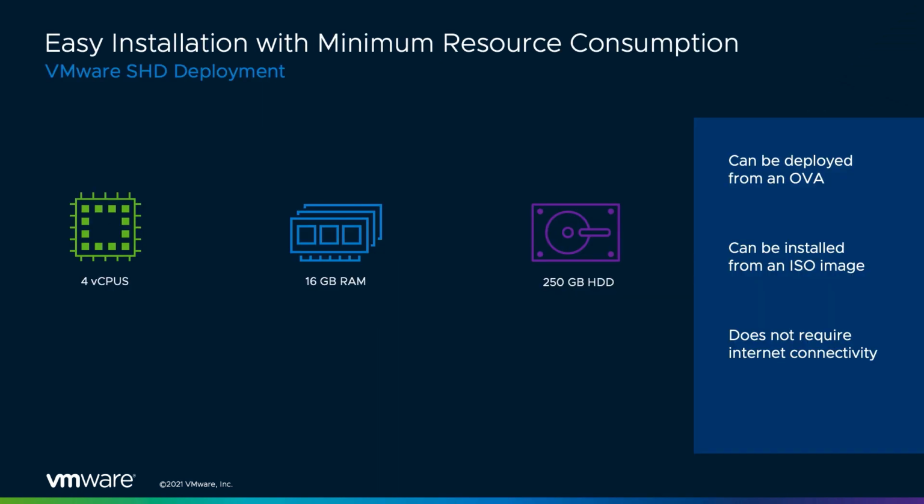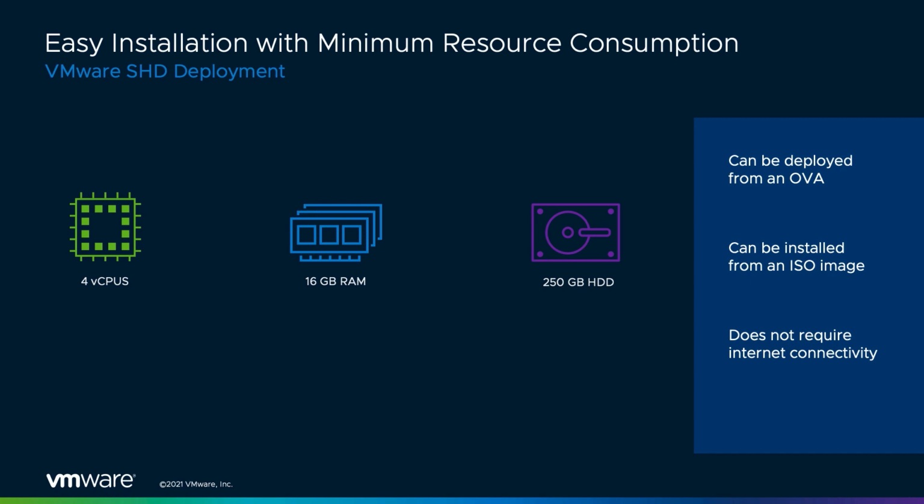VMware SHD can be deployed either as an OVA or can be installed from an ISO file. The OVA and the ISO file can be downloaded from the my.vmware.com portal. SHD is perfectly capable of operating in dark sites and does not require an internet access.